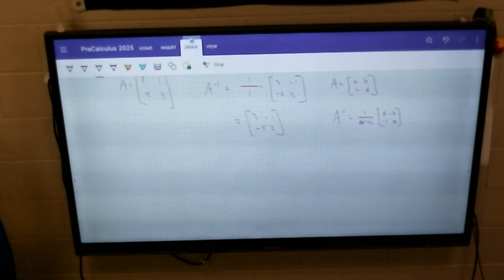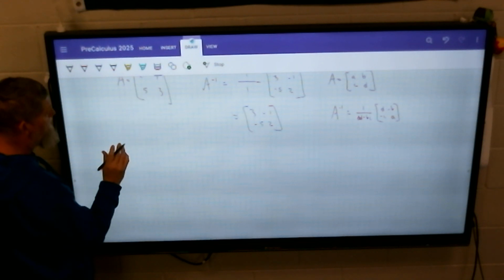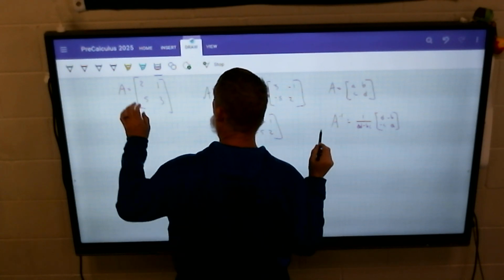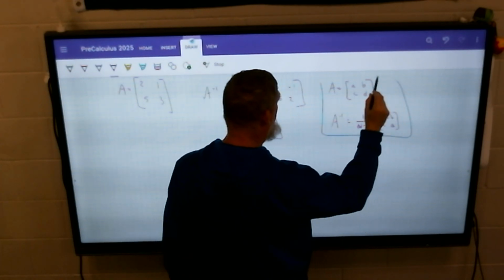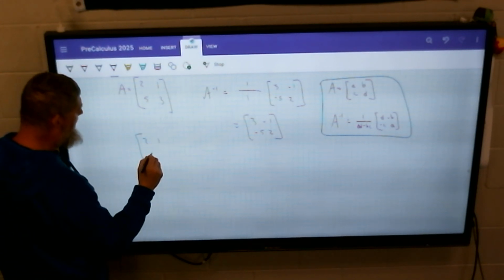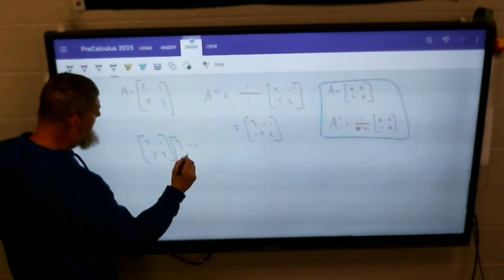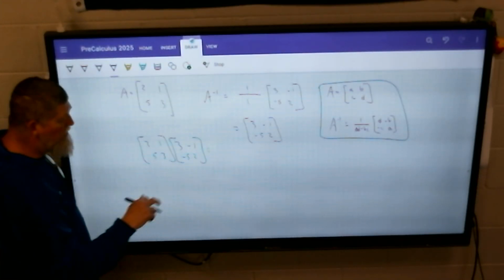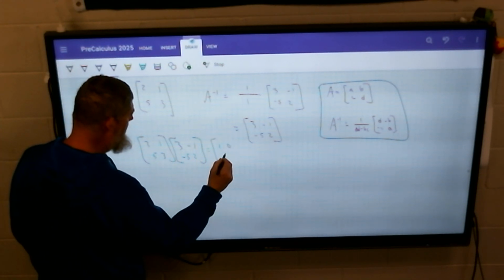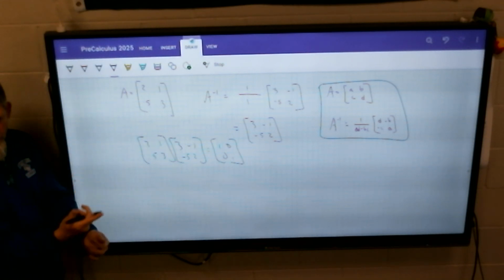Yeah. Let's actually try one then. Let's do something different. Let's do B. Wait, so that's the inverse? This is the inverse, yep. What does that mean if it's the inverse? If I take 2, 1, 5, 3 times 3, negative 1, negative 5, 2, what's that gonna be equal to? I give you 1, 0, 0, 1. 100%. And if I switch them, it will also be equal to 1, 0, 0, 1.